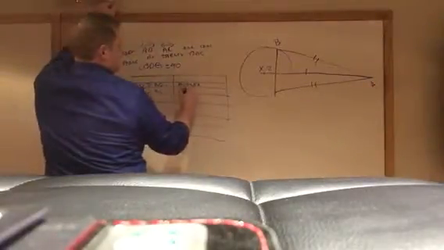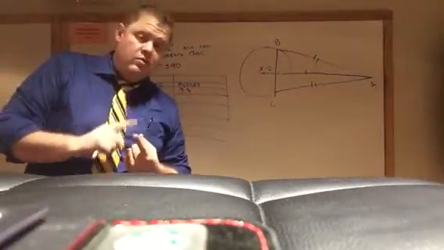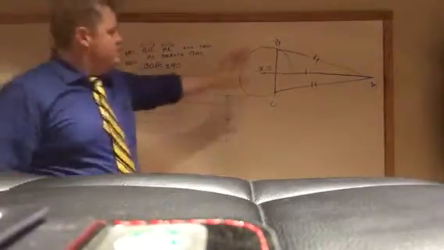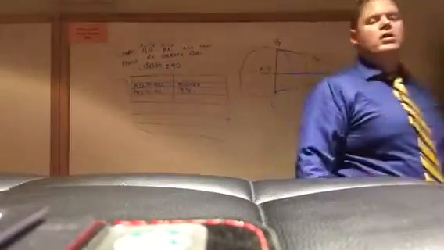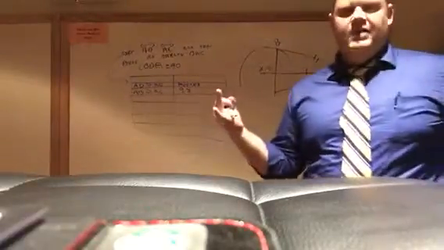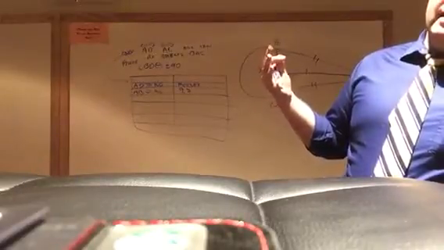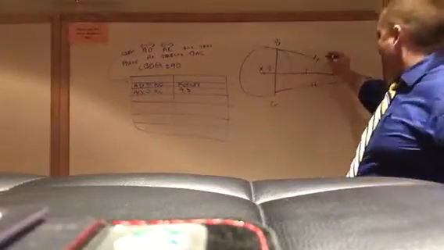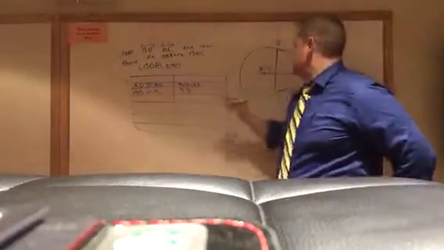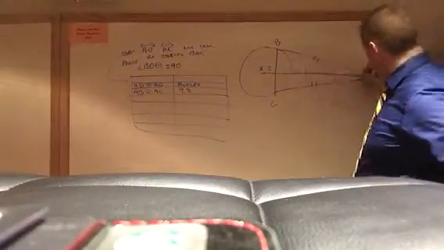Why? Theorem 9.7. What is Theorem 9.7? Tangent segments are congruent from an exterior point. So that's there. Now, what are the ways to prove triangles are congruent? Side, side, side, side, angle, side, or angle, angle, side. Well, we have 2 sides. We need an angle. We'll look at our given: AX, which is this line, bisects BAC.